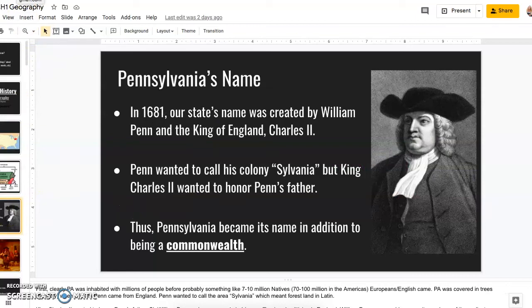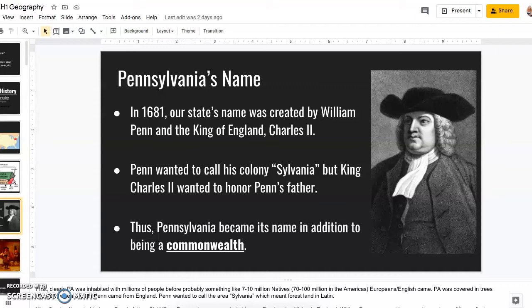So how did PA get its name? Well, in 1681, our state's name was created by William Penn and the King of England, Charles II. To start off, Pennsylvania was inhabited by hundreds of thousands of people, right? And we'll get into that in chapters 2 and 3. But Pennsylvania was covered in an estimated 98% of trees and forests. So extremely, extremely dense with trees. And that's where the name comes from, or at least Sylvania, which just means forest land in Latin.